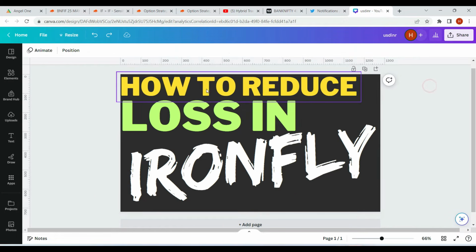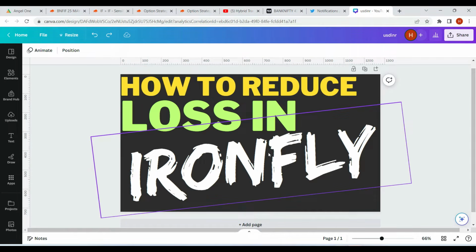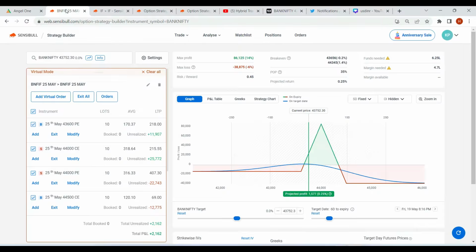So as the slide represents, let's see how to reduce the loss in Iron Fly. Alright, this is very important, guys. Don't ever look at the profit. Ideally, when you are able to mitigate your loss, when you're able to work on the loss, profit is a byproduct.